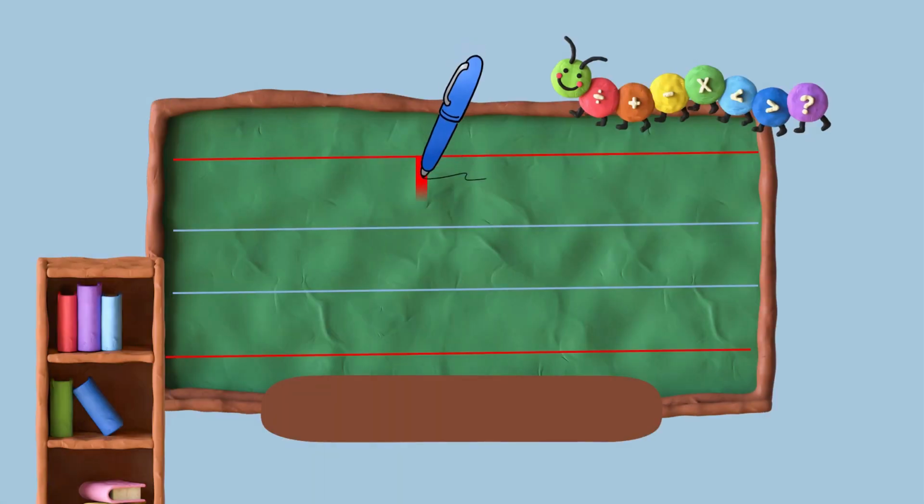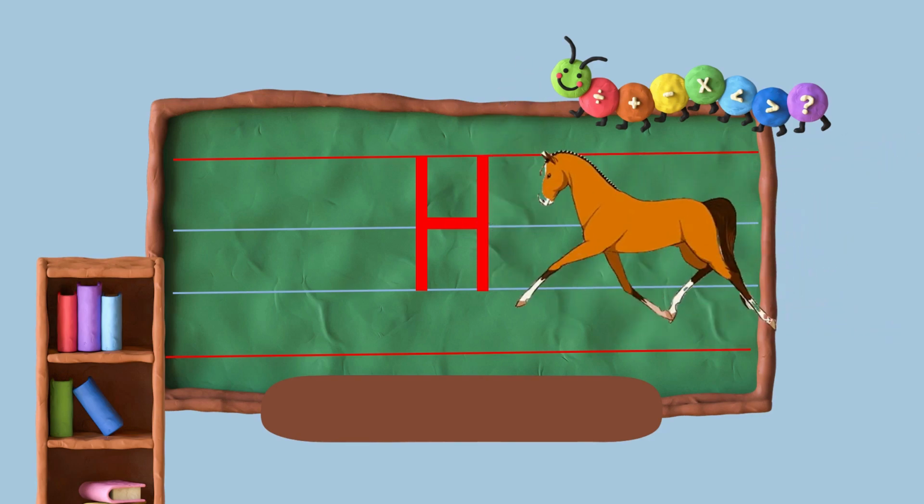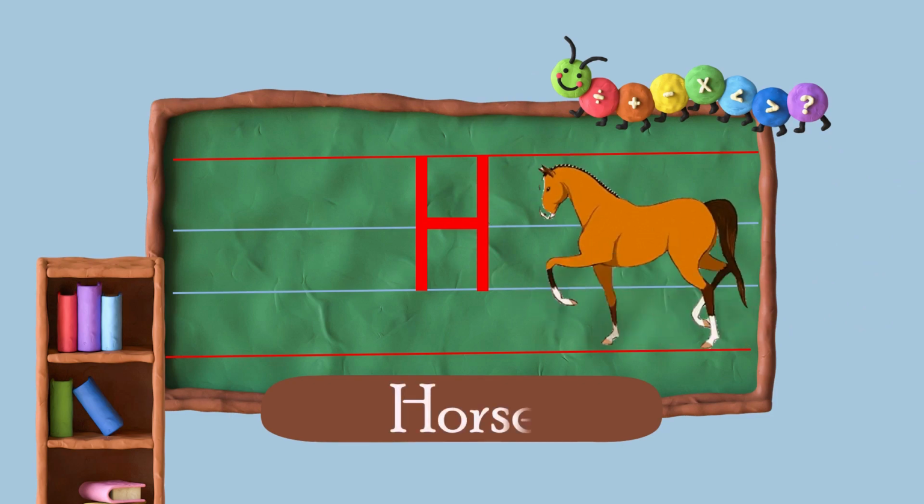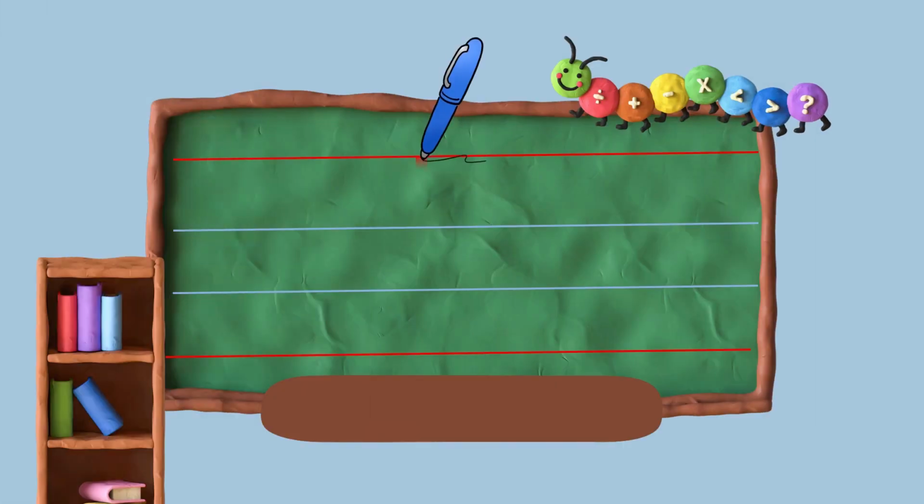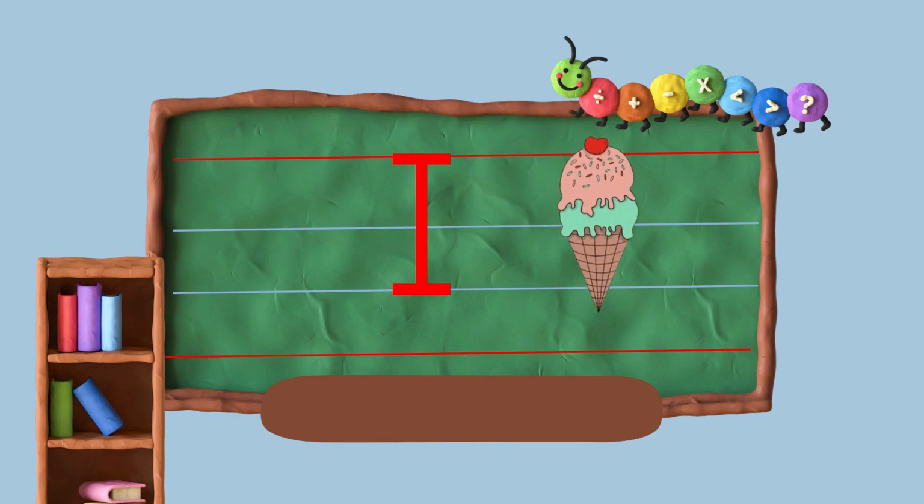Draw a standing line. Now draw a middle sleeping line and joining standing line. Makes the letter H. H for horse. Draw a standing line, upper sleeping line, bottom sleeping line. Makes the letter I. I for ice cream.